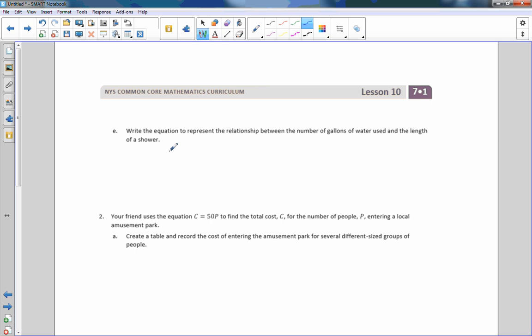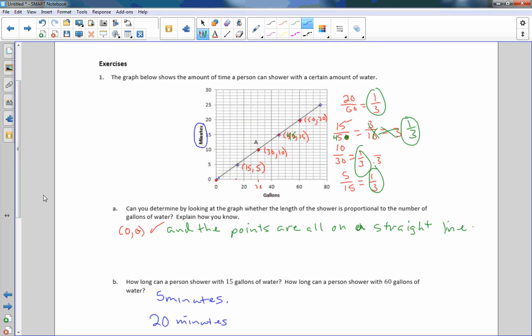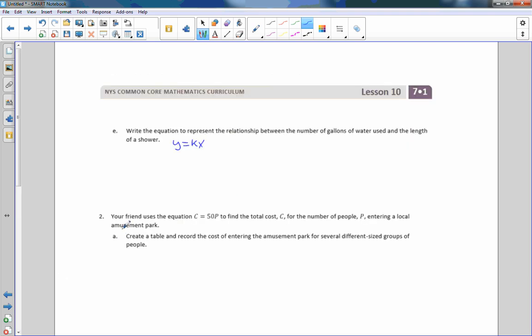E says to write the equation to represent the relationship between the number of gallons of water used and the length of the shower. So we use the equation y equals kx, but in our situation, x is g and y is m, gallons, minutes. X is g, and y is m for minutes, and k is 1/3. So my equation is m, the number of minutes you can shower, is equivalent to 1/3 times the number of gallons you have.